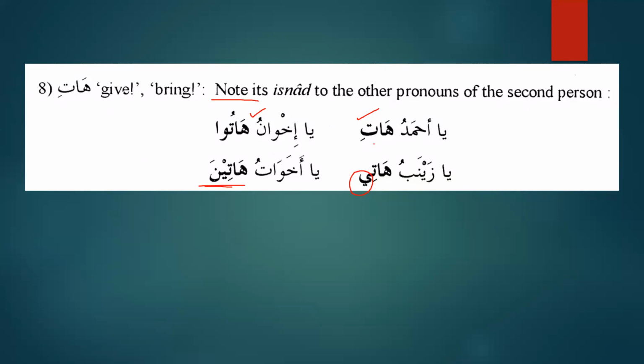And because this is fi'l al-amr, this is the command, that's why the noun that comes after that will be mansub. That's why I said, Ya Ahmadu, hatil kitaba. Hati al-kitaba. And we know when we connect it, then we will say, hatil kitaba with fatha.